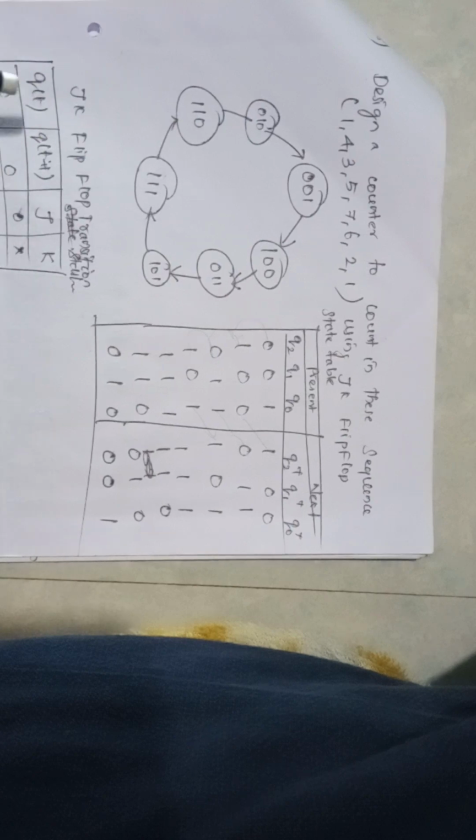So using the same table, you check Q2 and Q2 plus, and fill J2 K2. Similarly, Q1 and Q1 plus, you fill J1 K1. Q0 and Q0 plus, you fill J0 K0. Okay, this is how it has to be filled. I hope it is clear now. This table has to be filled. Next, we have to derive the K-map and draw the circuit. That's it.